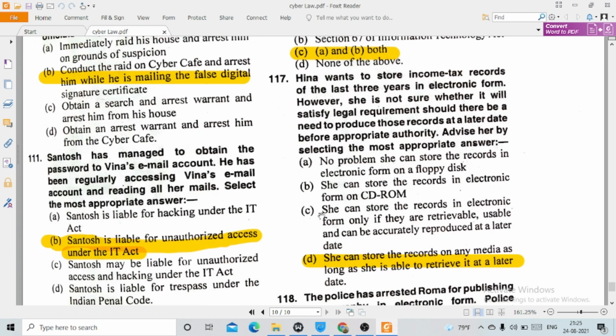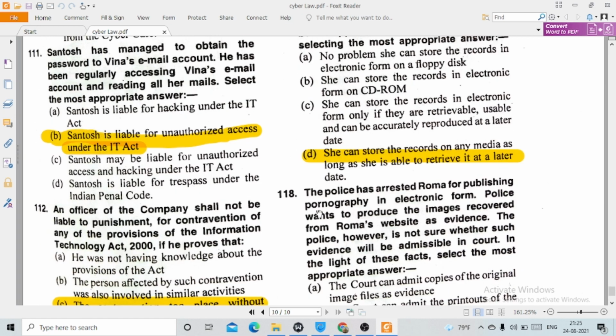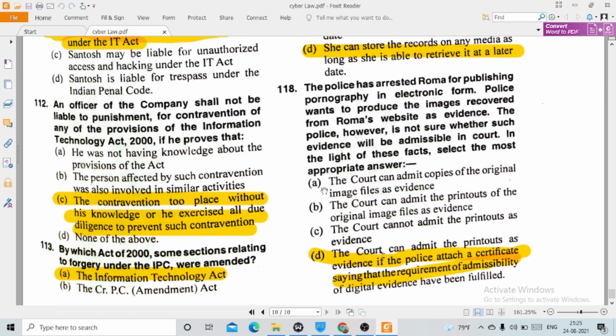111. Santosh has managed to obtain the password to Veena's email account. He has been regularly accessing Veena's email account and reading all her mails. Select the most appropriate answer. So Santosh is liable for unauthorized access under the IT Act. 112. An officer of the company shall not be liable to punishment for contravention of any of the provisions of the Information Technology Act 2000 if he proves that the contravention took place without his knowledge or he exercised all due diligence to prevent such contravention.